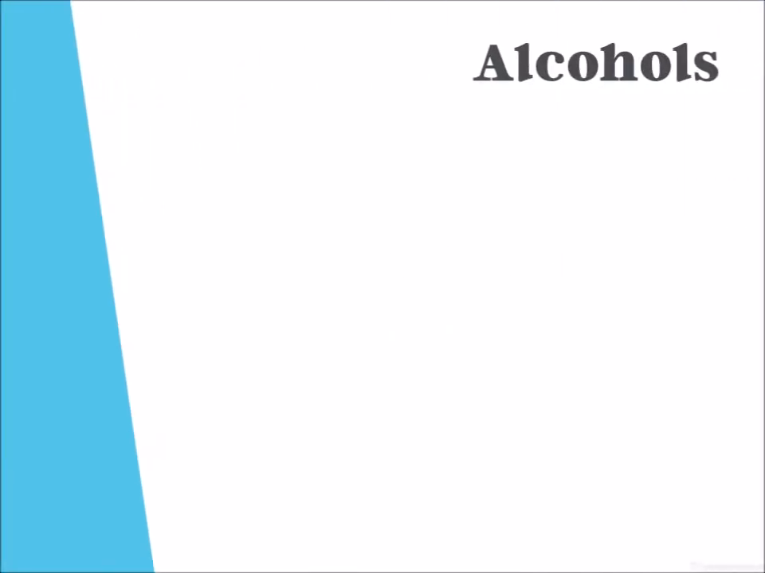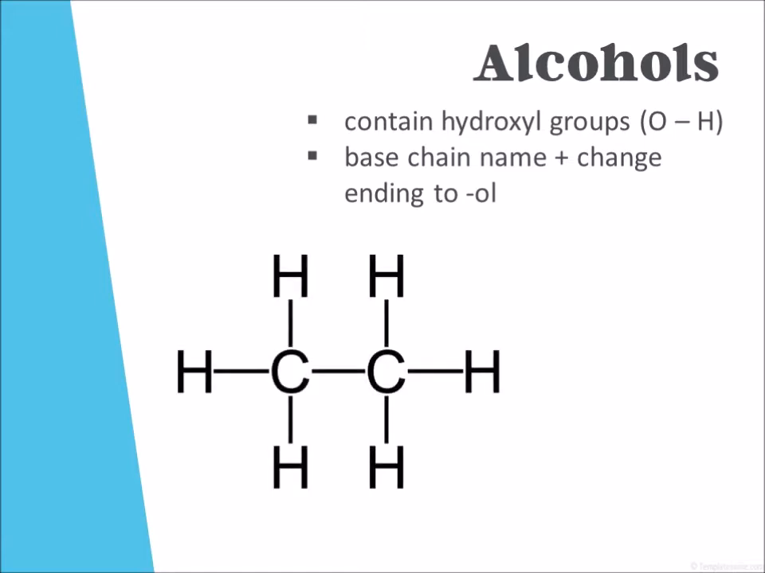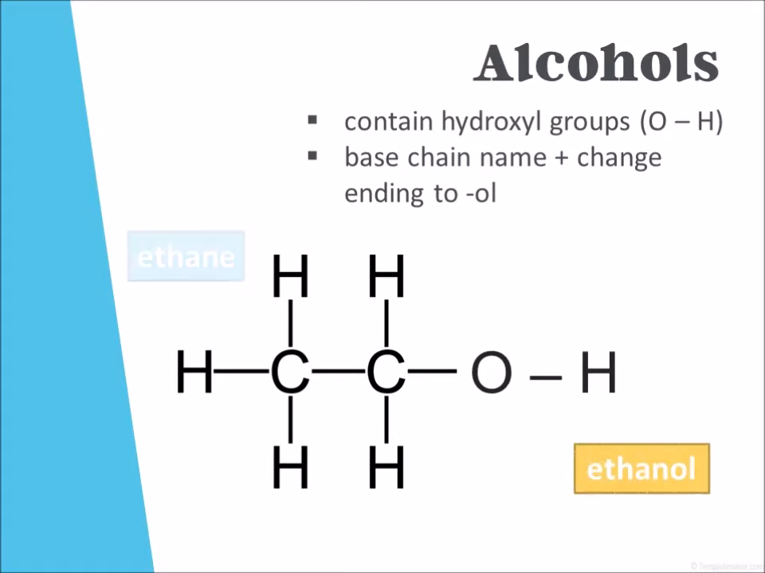First off, we have alcohols. Now this contains the hydroxyl group. To name alcohols, you're going to take your base chain name and change its ending to OL. For example, we have ethane with 2 carbon atoms. Instead of having another H here, we would have an OH group on the side. So instead of this being ethane, this will become ethanol.